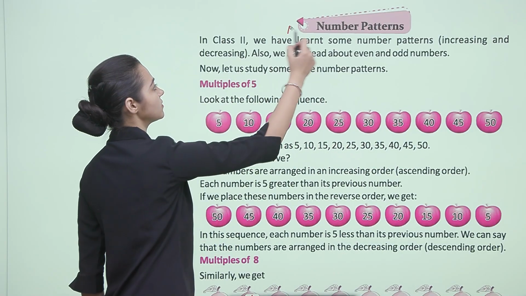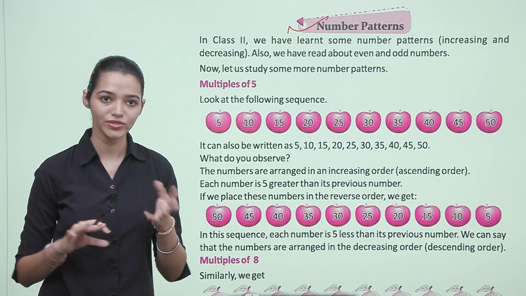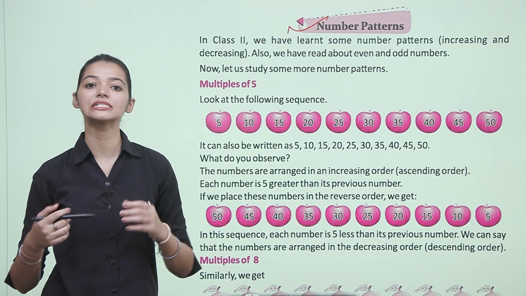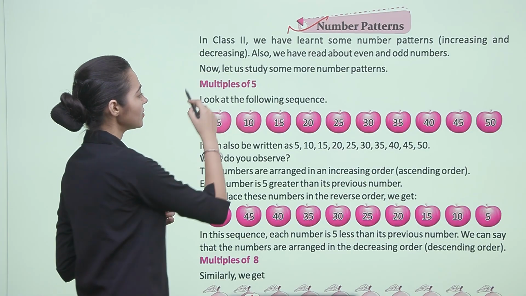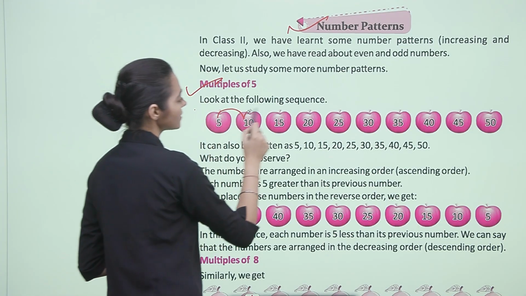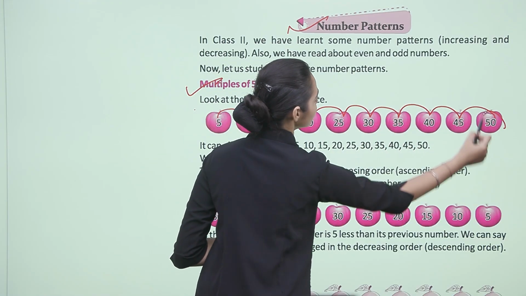Next is our number patterns. In class 2nd, we have learned some number patterns, increasing and decreasing. Also, we have read about even numbers and odd numbers. Now let us study some more number patterns. For example, the first one is our multiples of 5. Here you can see that 5, 10, 15, 20, 25, 30, 35, 40, 45 and 50.